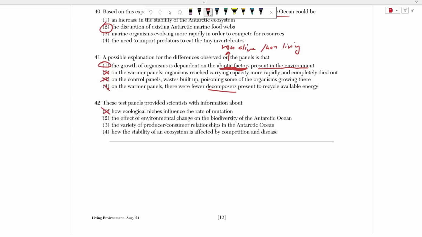This is exactly what we were talking about, right? Environmental change can be temperature, salinity, exposure to sunlight. In this case, it was temperature. Environmental change, either the temperature is going up or going down. We were talking about an increase in environmental temperature, which is still environmental change. On the biodiversity, aka how many species are present in an environment, of the Antarctic Ocean. And what happened was when the temperature increased, the biodiversity went down because one species became dominant.